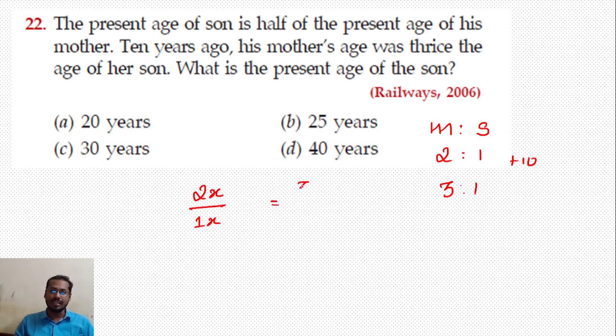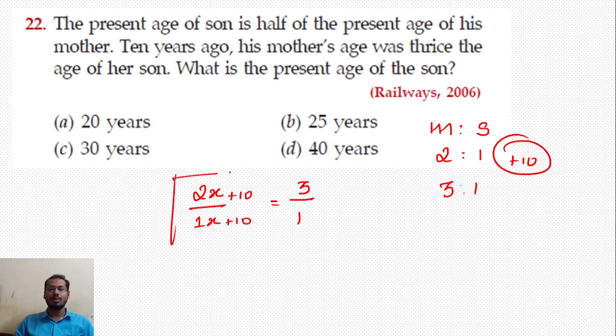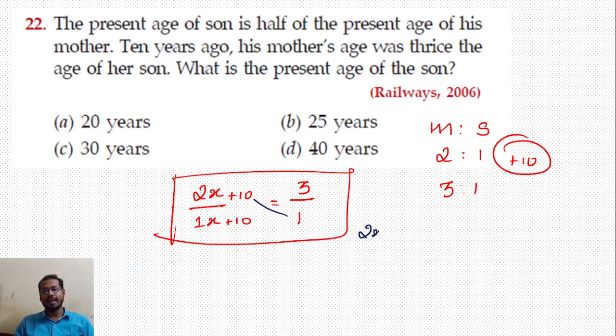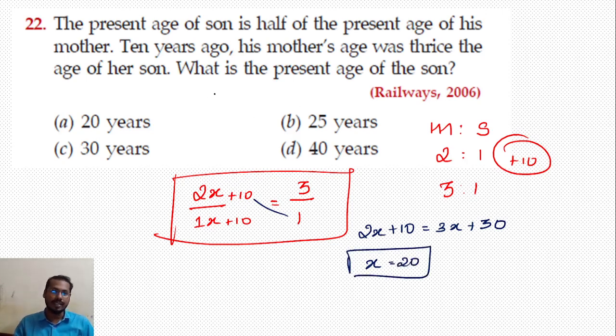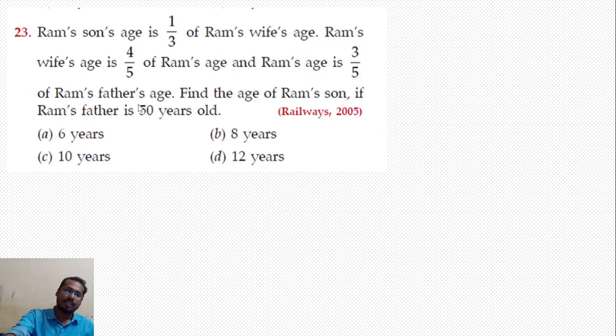This is the first ratio. This ratio was converted into 3:1. Why? Because of this 10 years, after 10 years. So plus 10 and plus 10. Just solve this, cross multiply and you will get the answer. So 2x plus 10 is equal to 3 times 1x, that is 3x plus 30, right? And x is equal to 20. So x is equal to 20, substitute here. What is the question? What is the present age of son? Son's present age is 1x. So 20 is the age of the son. That's it. Right. Next question.